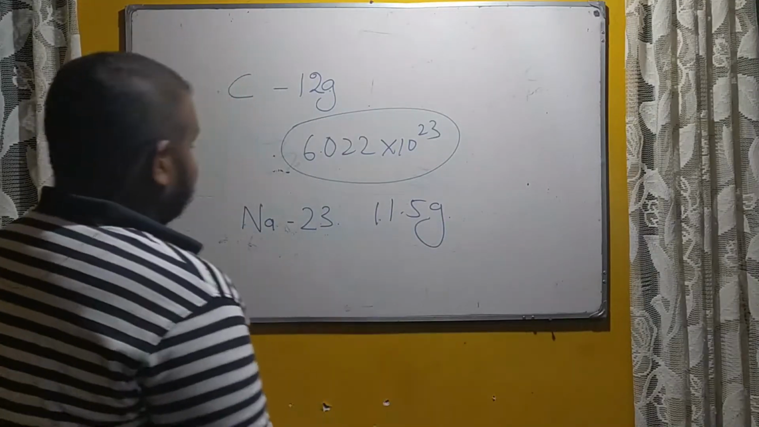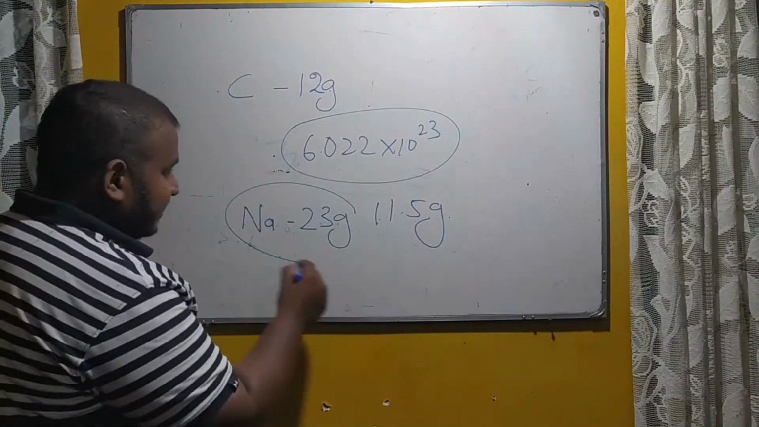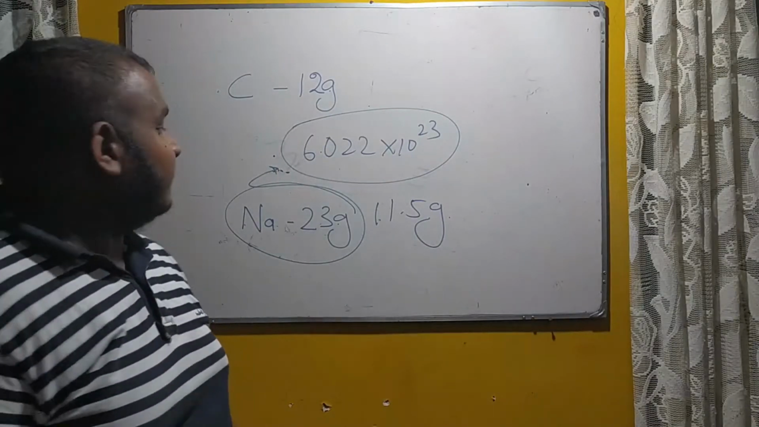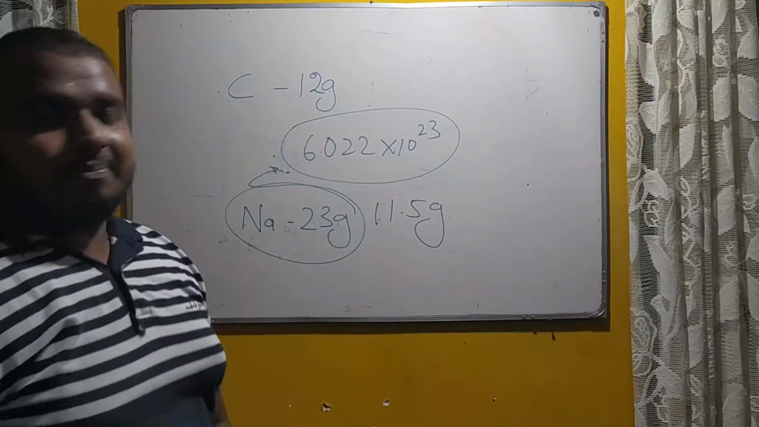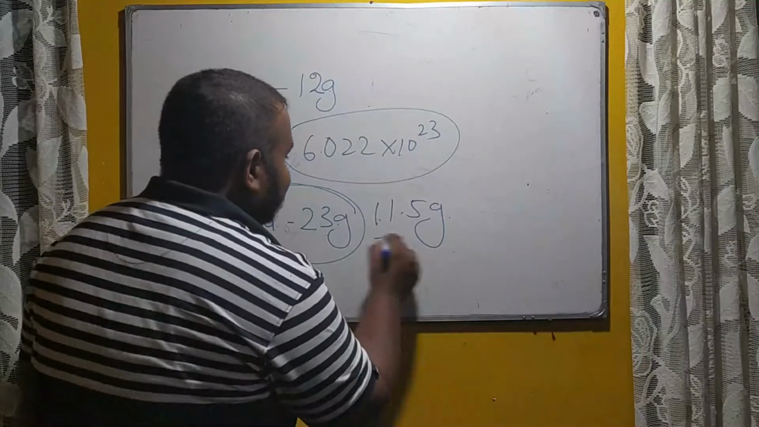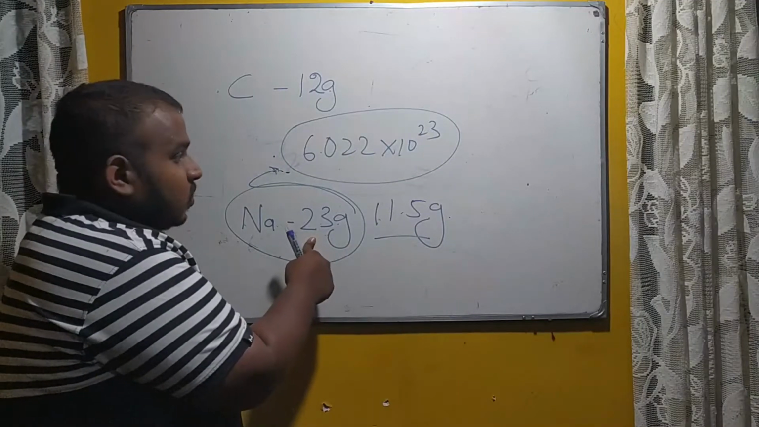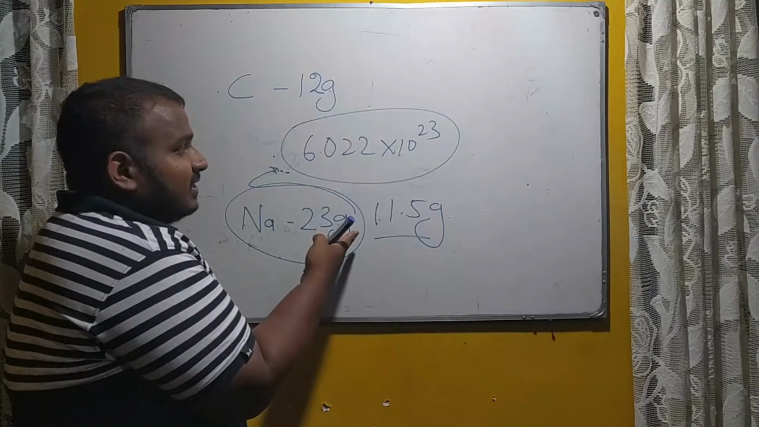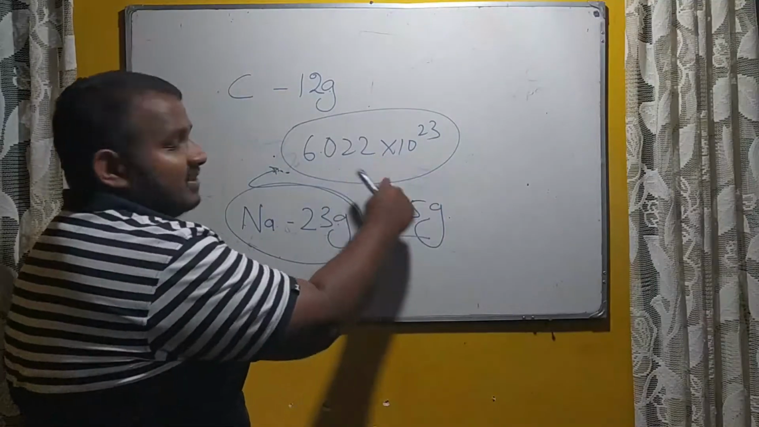So consider this. If there are 23 grams, this many sodium atoms will be there. How many? There will be 6.02 into 10 to the power of 23 sodium atoms. But the case is not like that. They have taken half of it. 11.5 is half of 23. So if there are 23 grams, this many atoms will be there. If there is half of it, it will be half of that.